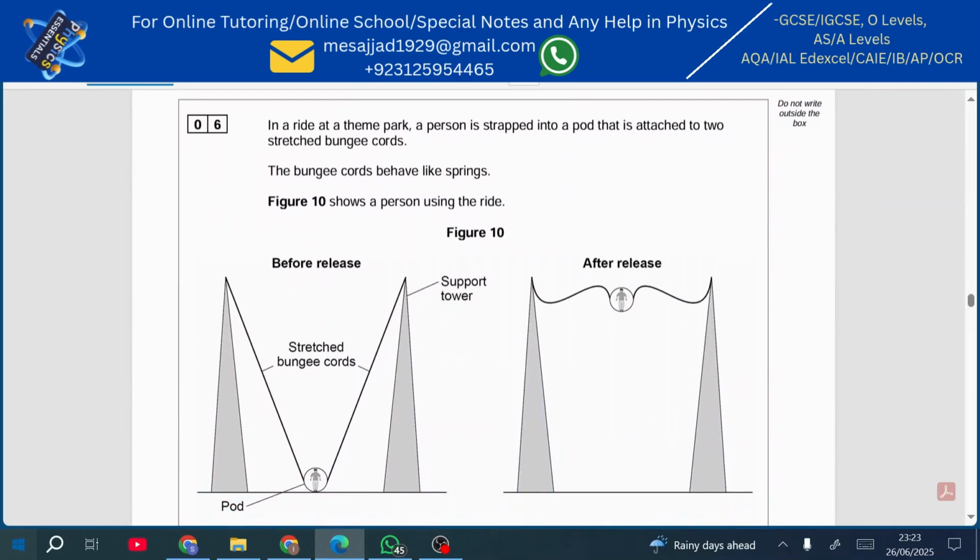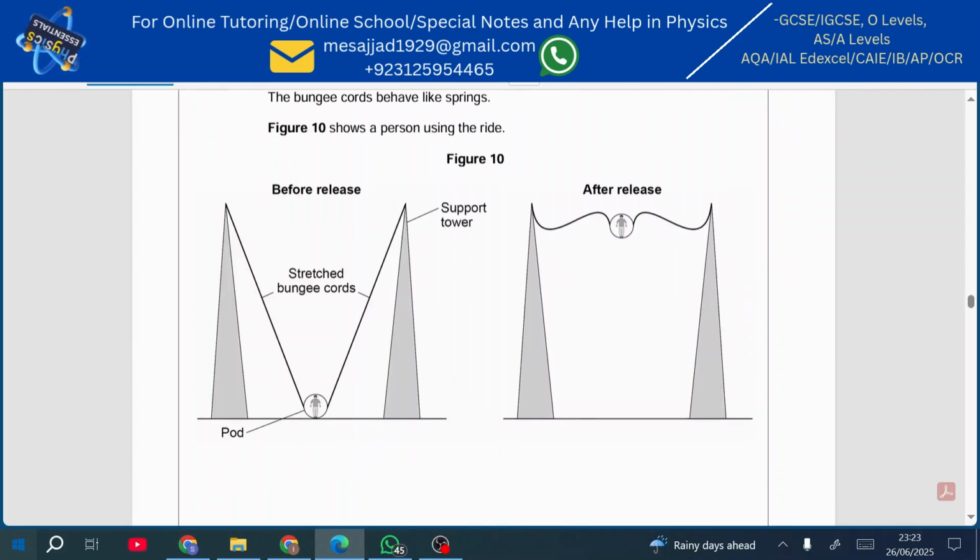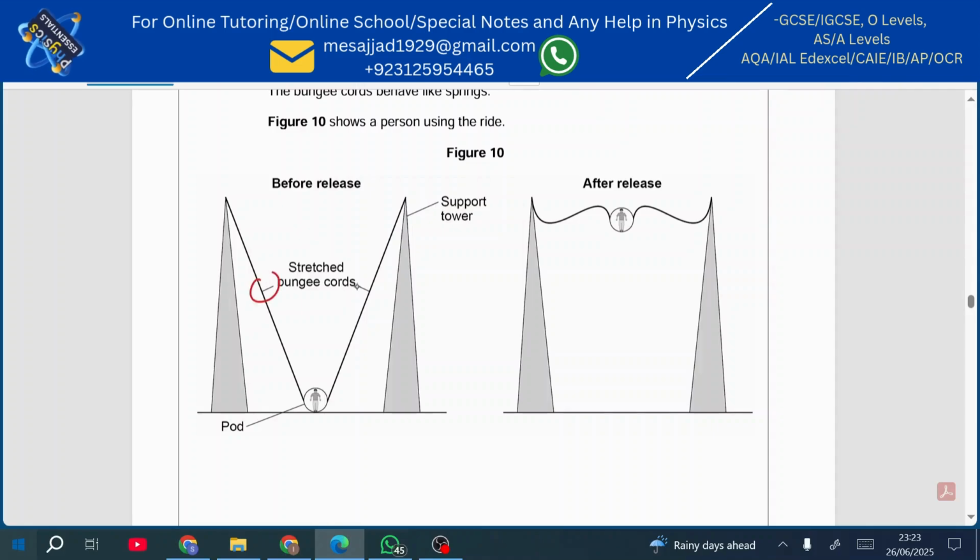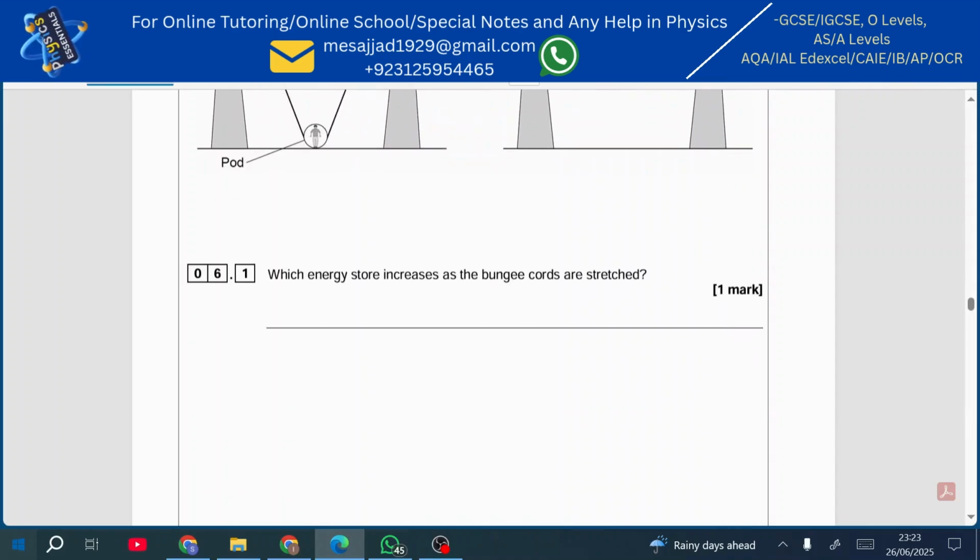Question number 6. In a ride at a theme park, a person is strapped into a pod that is attached to 2 stretched bungee cords. So these are your bungee cords. Which energy store increases as the bungee cords are stretched? Of course, elastic potential energy, because you are stretching them up. Okay, elastic potential energy.